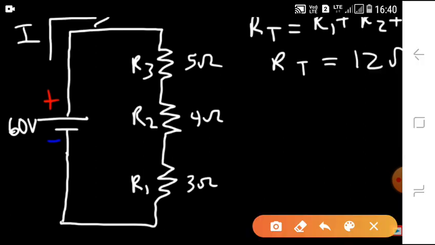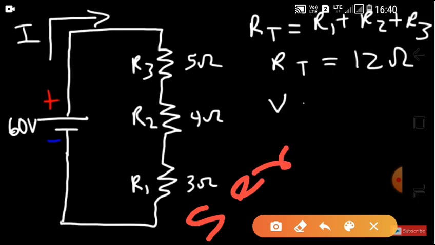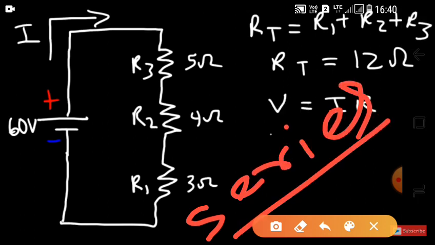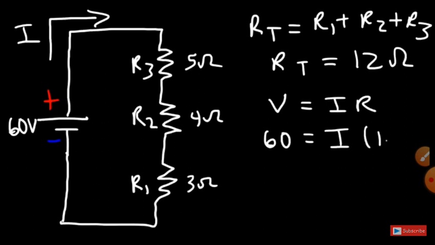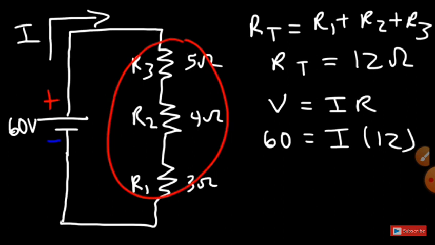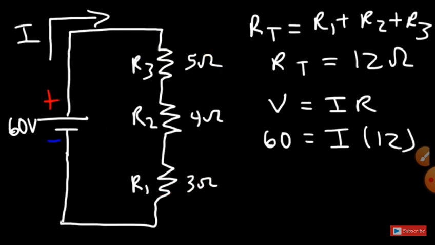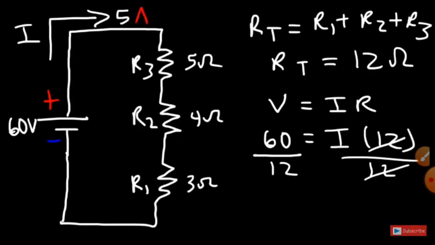Next, you need to calculate the current. So we could use the formula V is equal to IR. So V is 60. That's the voltage across the 3 resistors. We're looking for the current, and then the total resistance is 12. So you can treat this as if it's one big resistor, and you have a 60-volt battery source across a 12-ohm resistor. What is the current in that resistor? So what we need to do is divide both sides by 12 to get the current by itself. 60 divided by 12 is 5. So we have a current of 5 amps flowing in this circuit.